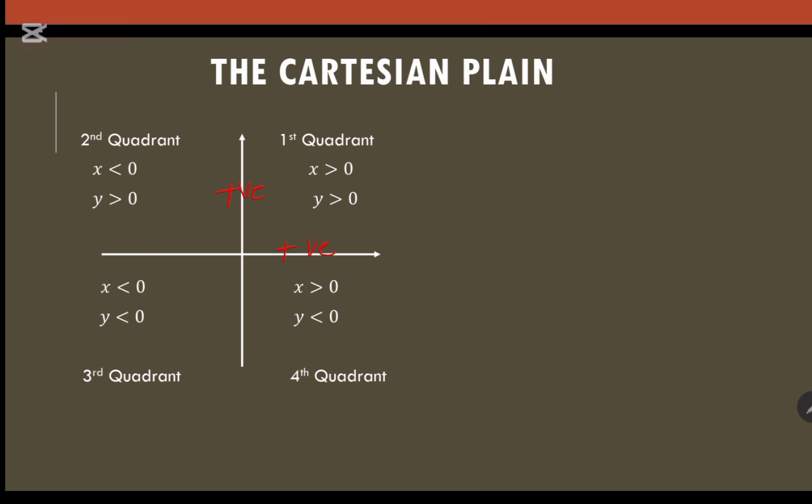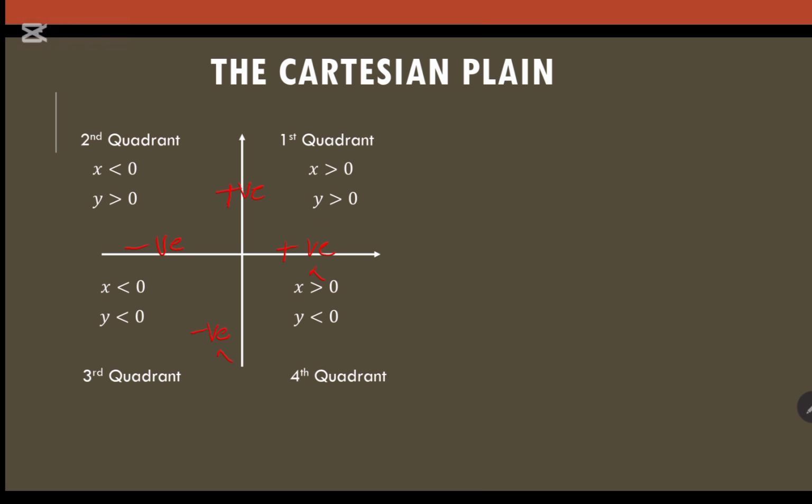When we go to the second quadrant, the values of y are positive, but the values of x are negative. When you look at the third quadrant, the values of x are negative, and the values of y are negative. So both are negative. And when you look at quadrant 4, the values of y are negative, and the values of x are positive.